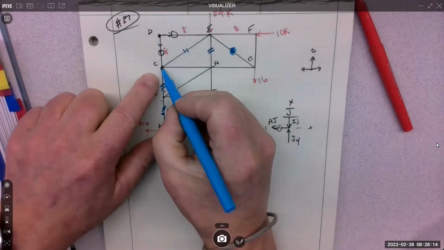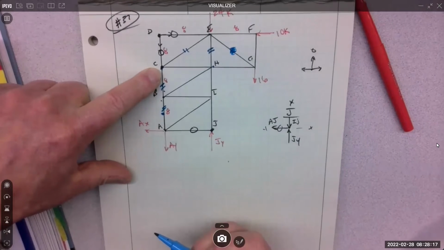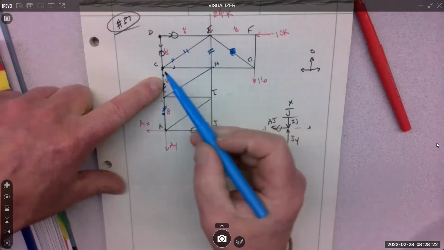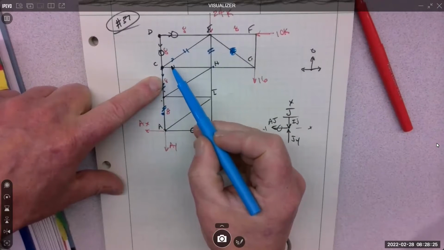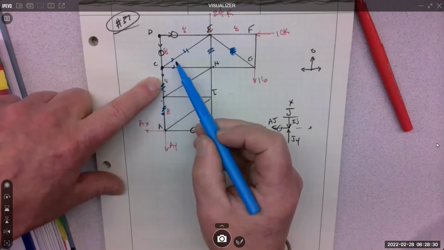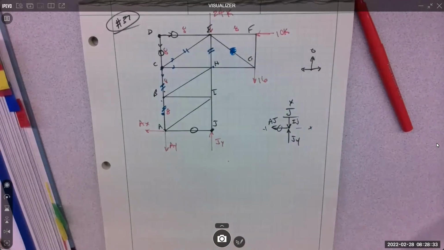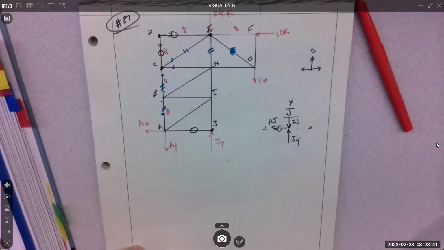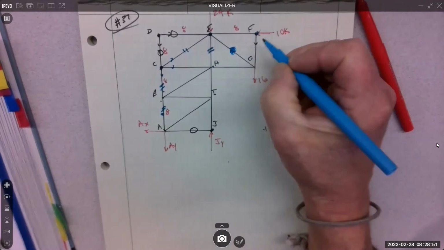So if I look at C, right? And I say, oh, there's one here, and one here. Is there two in the X? Yep. Is there two in the Y? Yep. So it's not contagious. I cannot identify a zero force member at point C. So what about E? No, there's a little bit of chaos at E. There's a lot of unknowns.